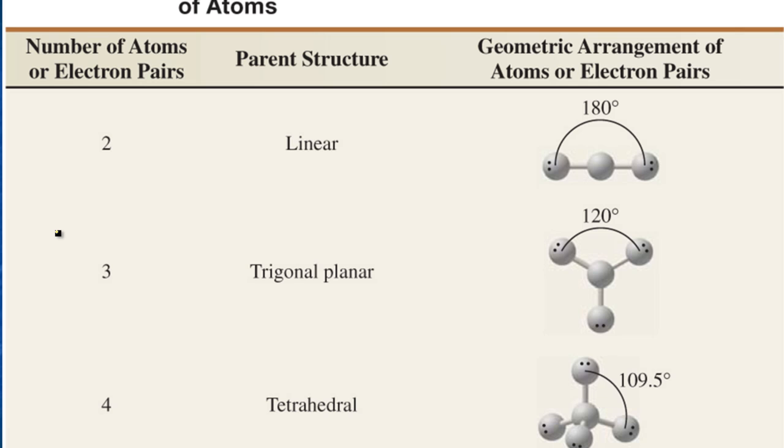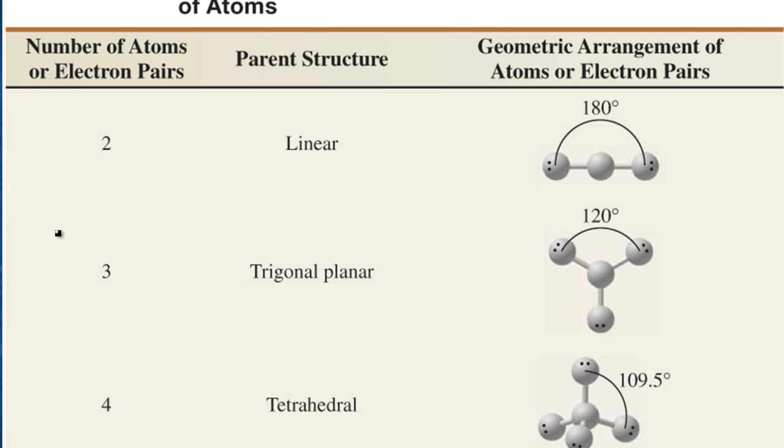And these are their bond angles. These are fixed. If it is a linear parent structure, it is 180 degrees. Those 2 electron pairs are 180 degrees apart. If it is trigonal planar, it is 120 degrees apart. If it is tetrahedral, it is 109.5 degrees apart.